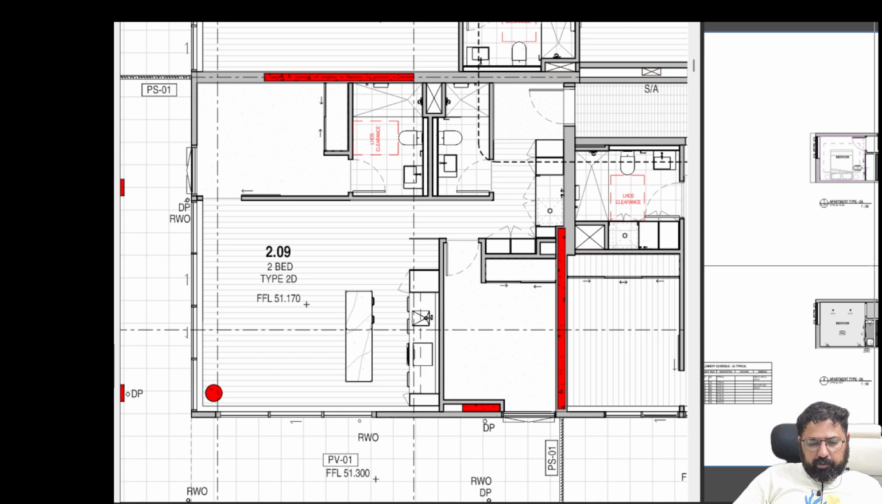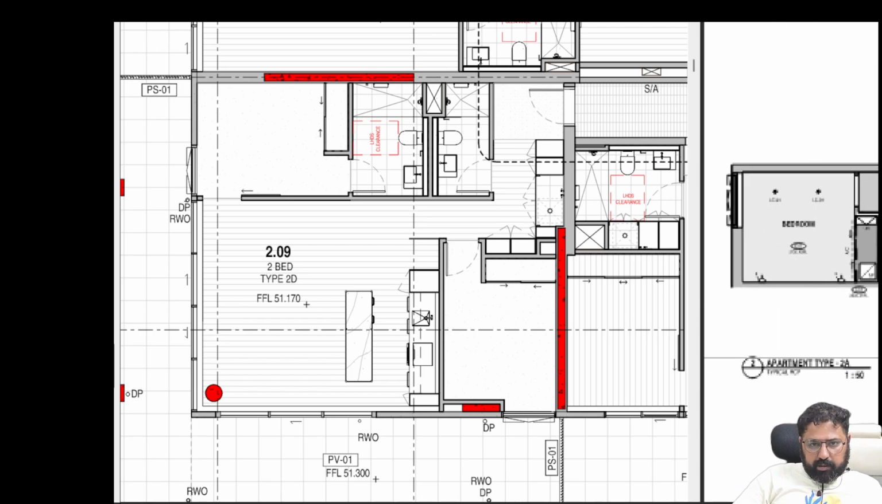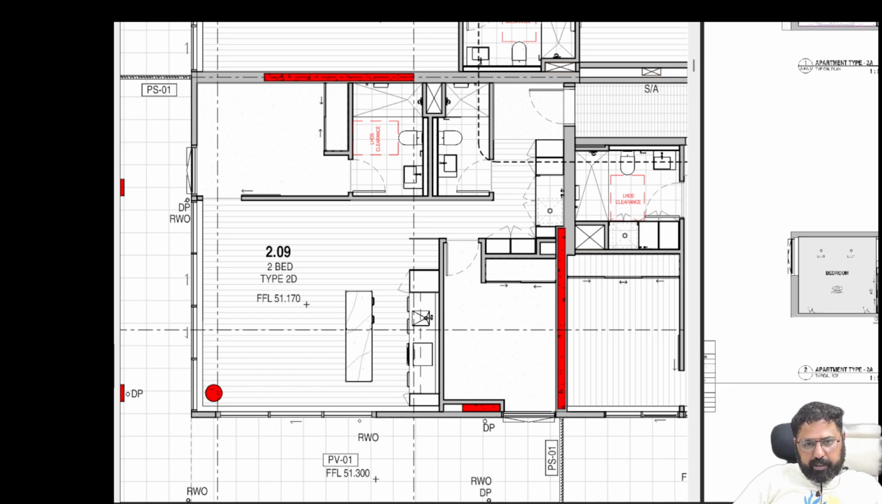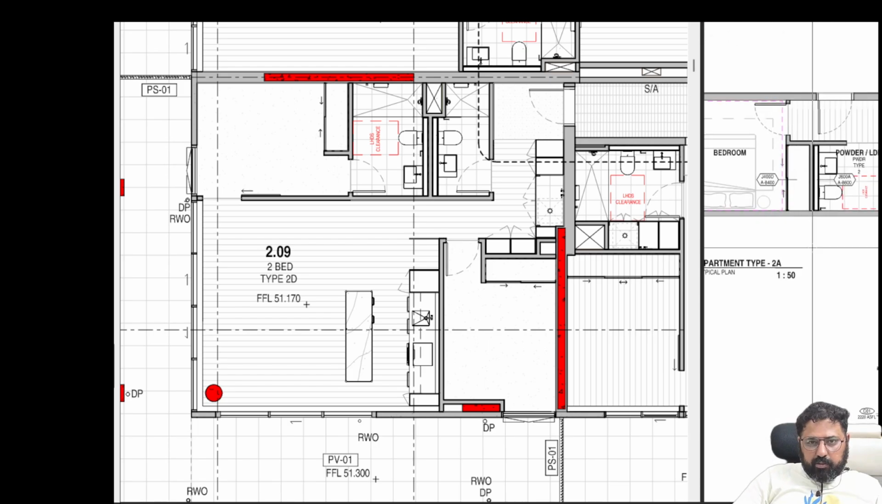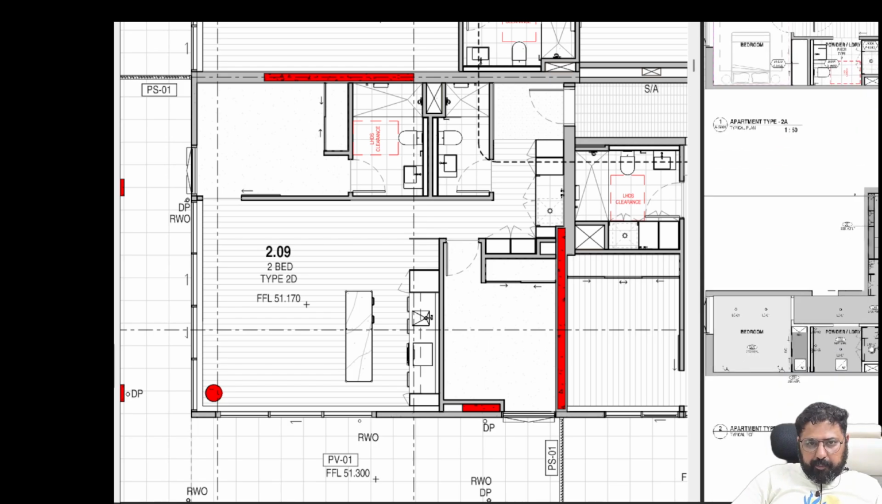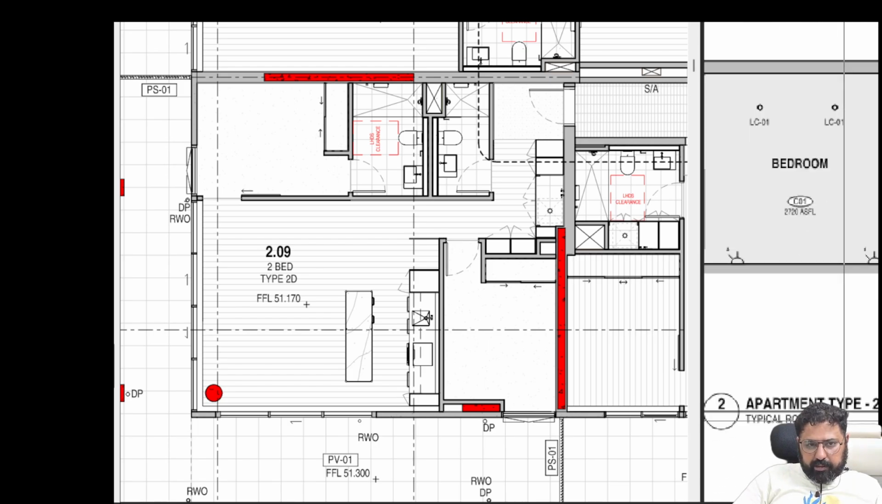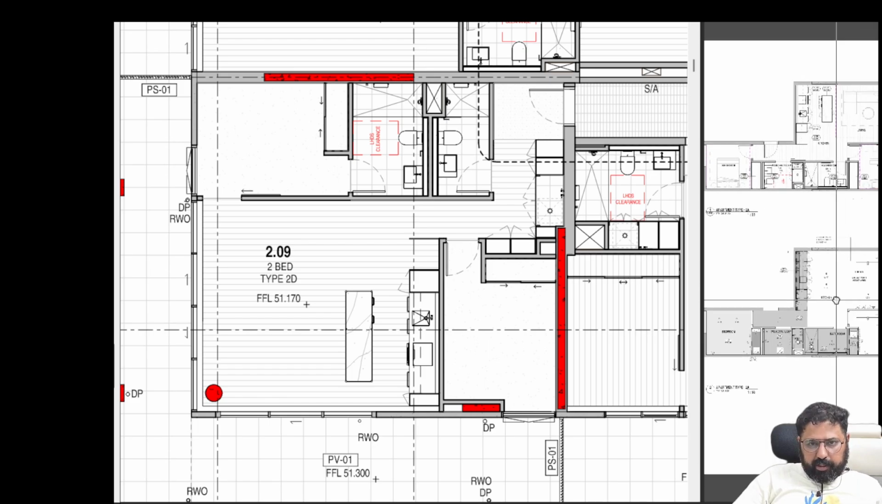Then you have to calculate the bed type 2. This is bed type 2A, this is bed type 2B. 2A is like this, and 2B is like this. 2A full details are over here.